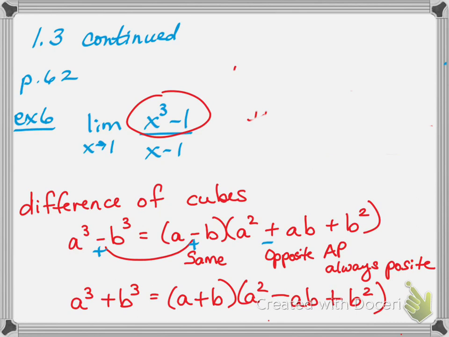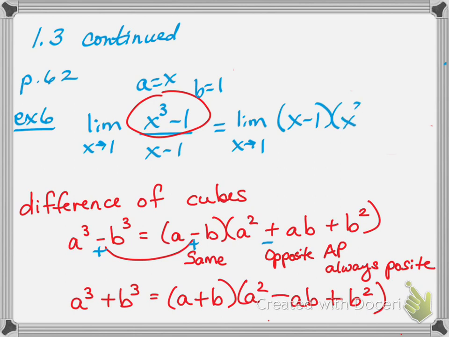First, I think I'll erase this part. So this is a difference of cubes. A is x. The cube root of x to the third is x. And b is 1, because the cube root of 1 is 1. So then we would just say this equals the limit as x approaches 1 of a minus b, so x minus 1, times a squared, same opposite, ab, so 1 times x, plus, always positive, b squared. 1 times 1 is 1. And we still have our denominator.